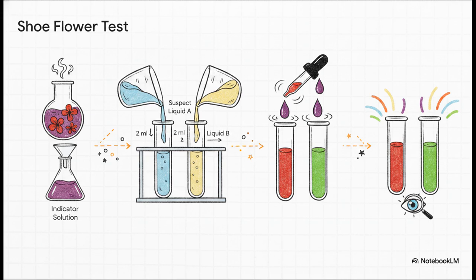Activity 5.1 from our source material breaks this down into 4 incredibly simple steps. First up, you just boil the shoe flowers to prepare your indicator solution. Second, you take equal volumes, specifically, let's say 2 milliliters, of your suspect liquids and put them into separate test tubes. Third, you add just 2 little drops of your freshly brewed shoe flower water into each tube and give it a good shake. And fourth, the magic step. You simply observe. With just those couple of drops, those boring, static test tubes are about to totally transform.